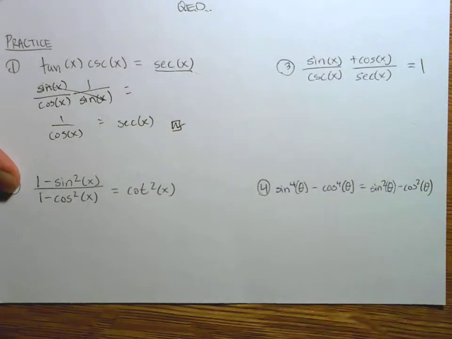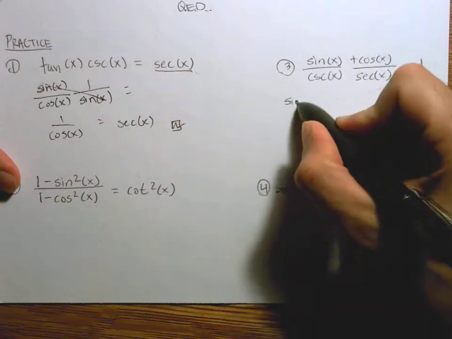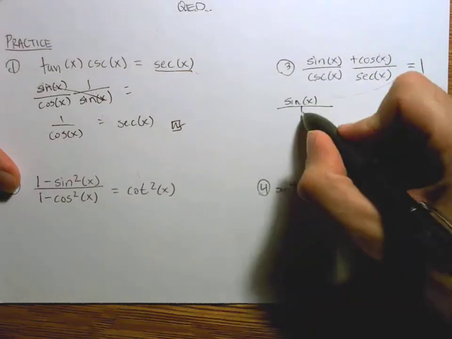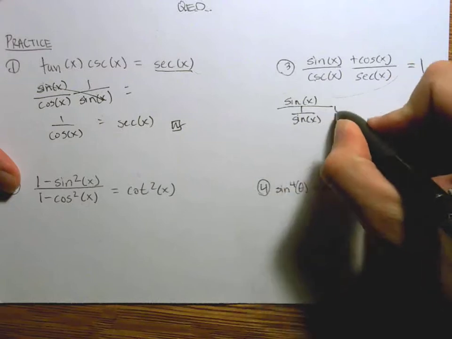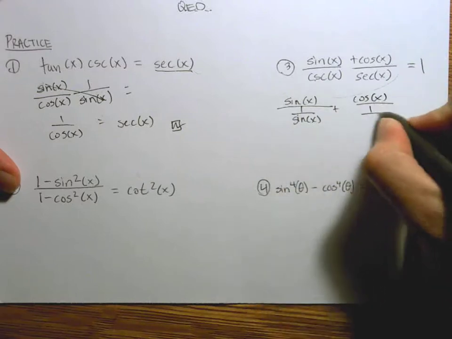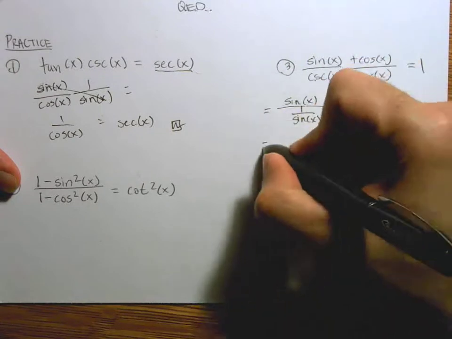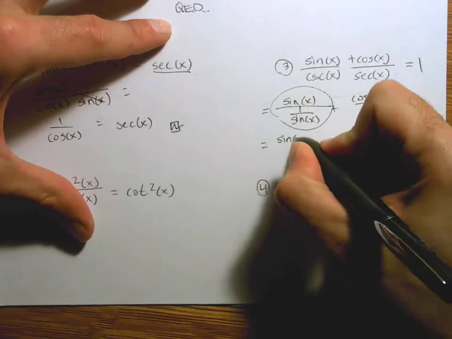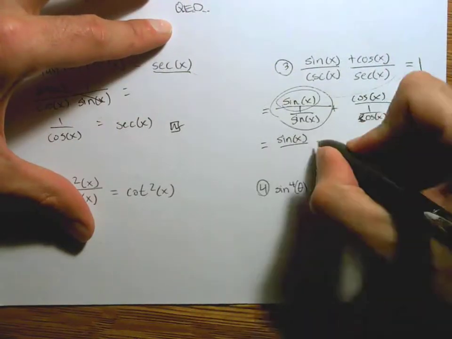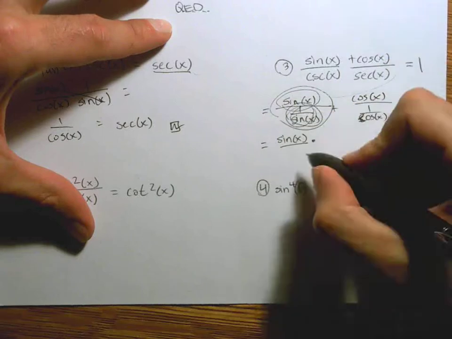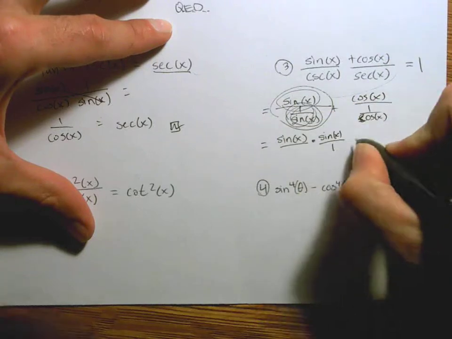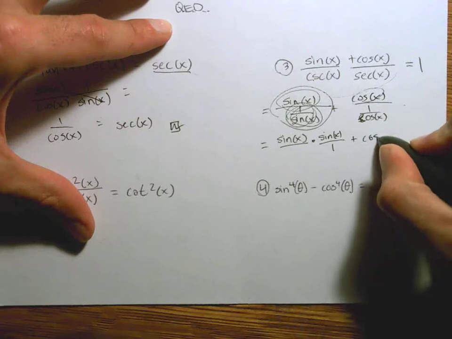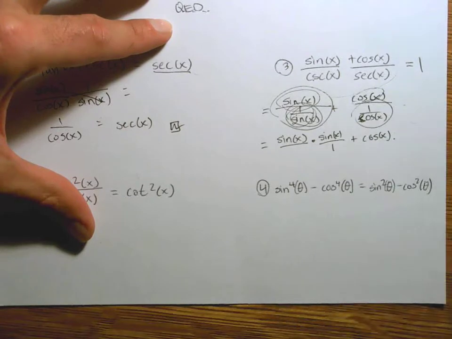I'm going to do the same thing over here. I'm going to rewrite the stuff. So it'll be sine divided by, what is cosecant? 1 over sine plus cosine divided by 1 over cosine. What happens to this stuff? Well, this is sine x, times the reciprocal of that, sine x over 1, plus this cosine times the reciprocal, which is cosine over 1.